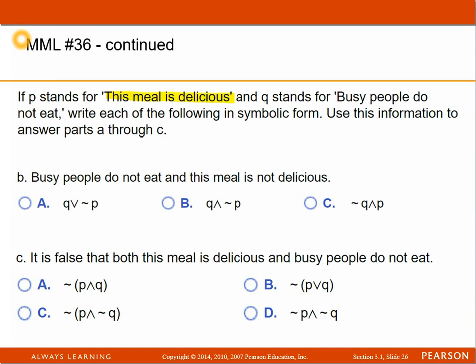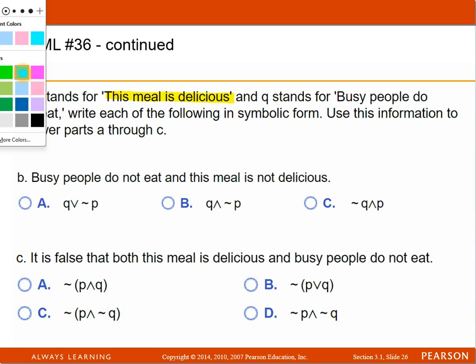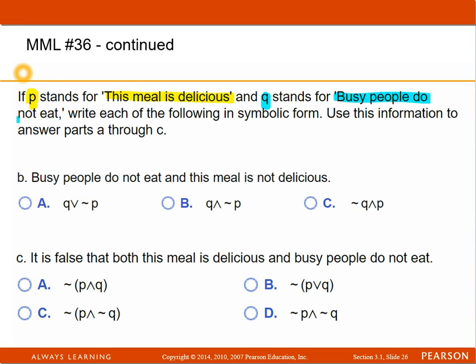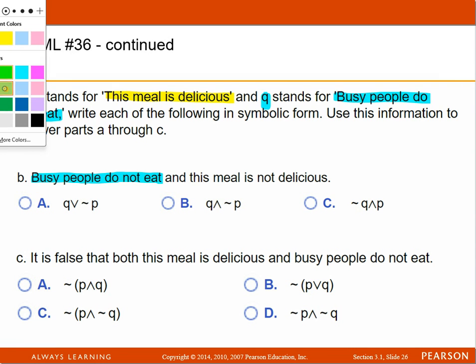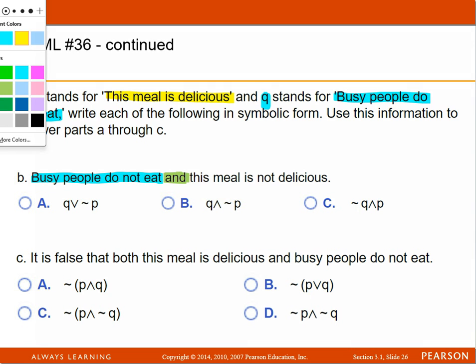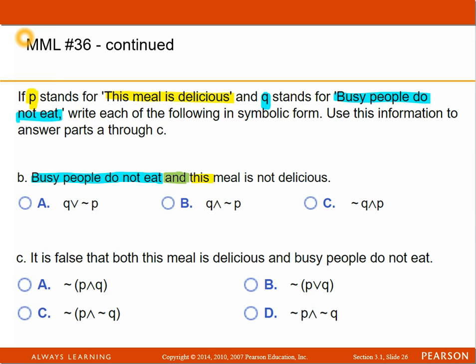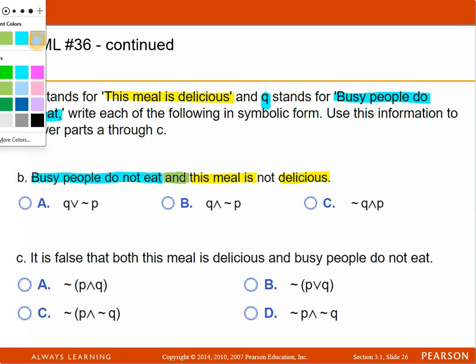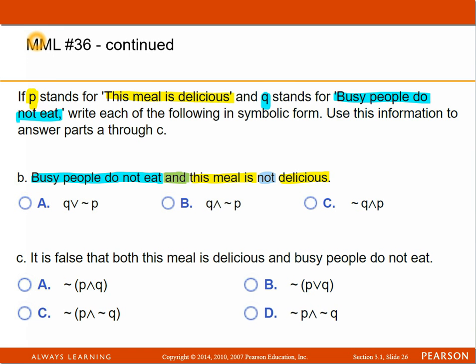This meal is delicious is P, and Q is busy people do not eat. Okay, B says, busy people do not eat. Those are all the correct words. Busy people do not eat. But then it says, and this meal is not delicious. Well, the words this meal is delicious represent P, but by throwing a not in there, we are doing a negation of P.